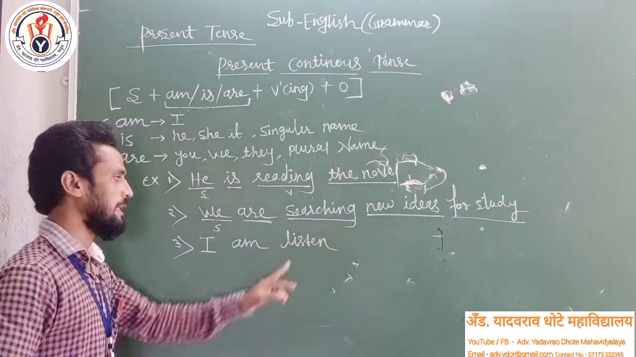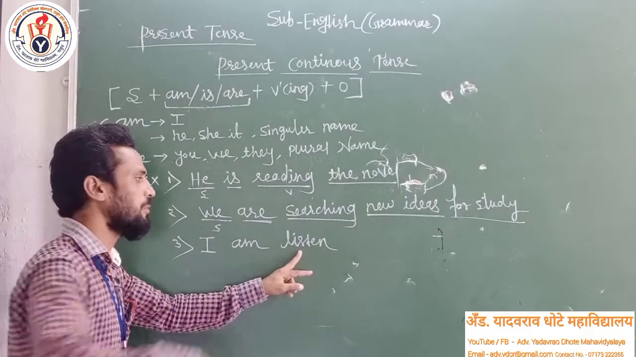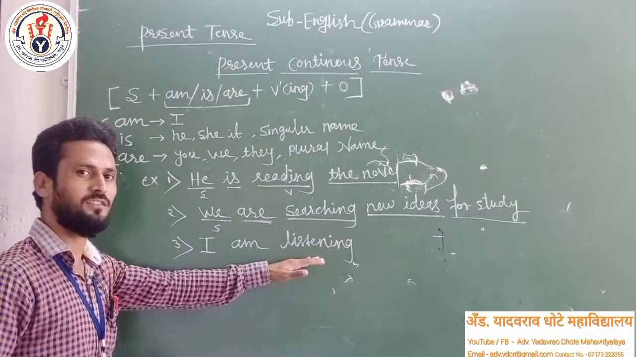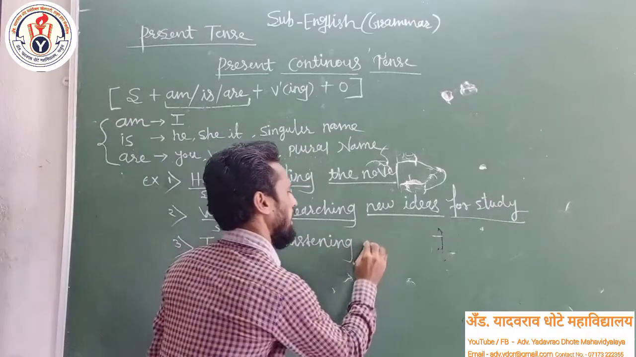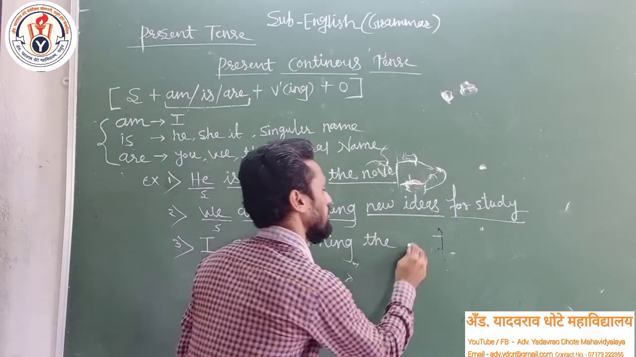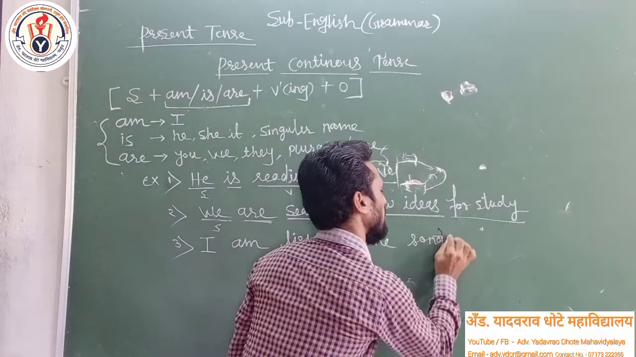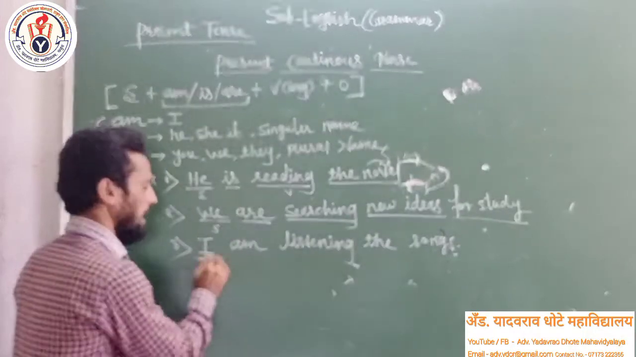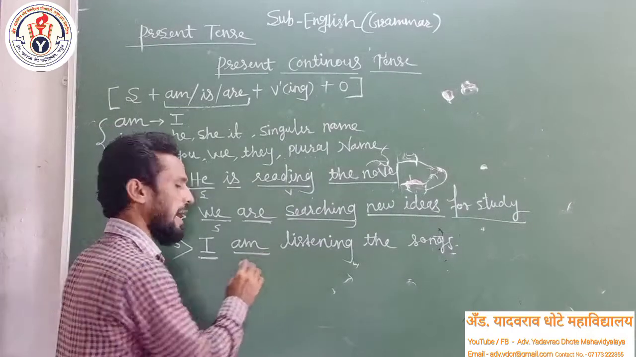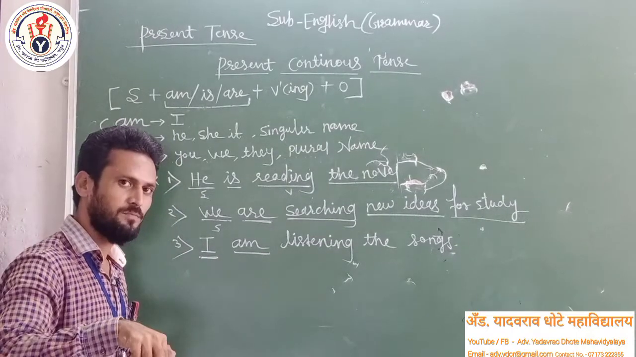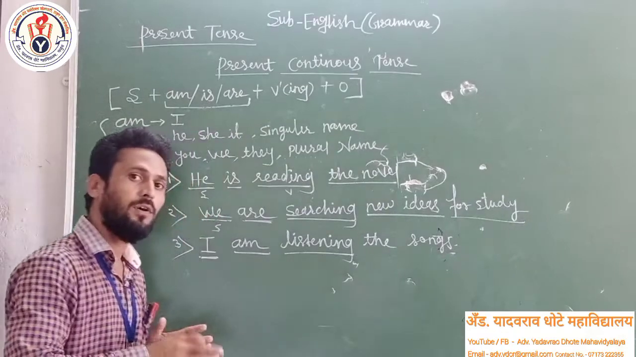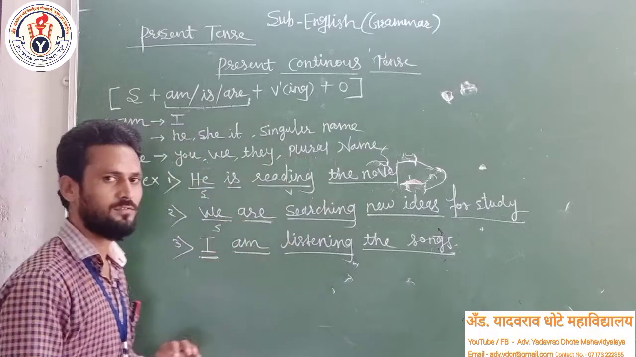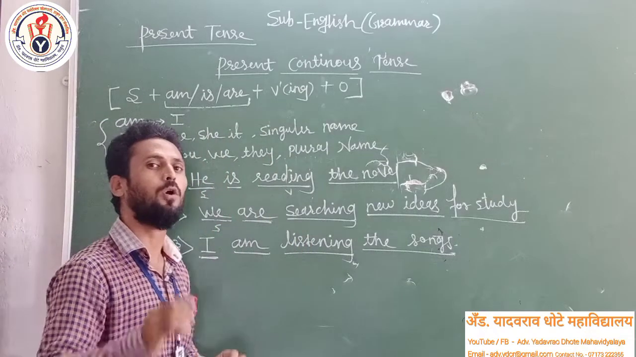listen. Listen, that is V1. Now we will put ing form. In this way it has become listening, present participle. Next, listening the songs. Dear students, in this sentence, I stand for subject, am stand for to be helping verb, listening stand for verb ing, present participle, and the last remaining the songs is indicative object.